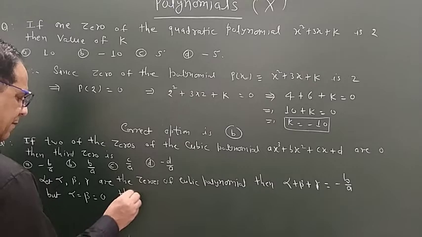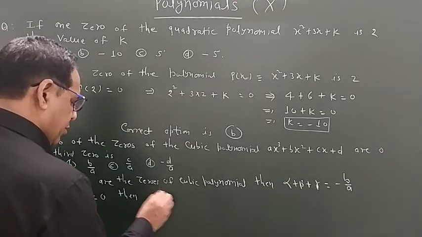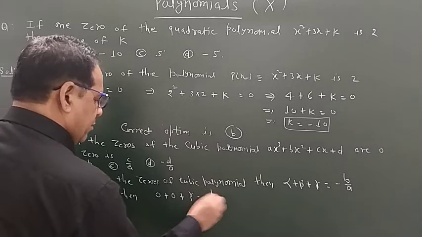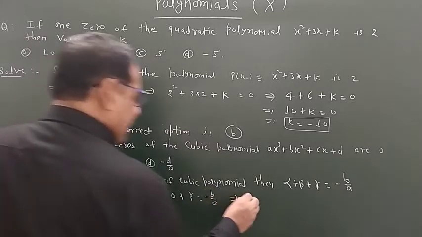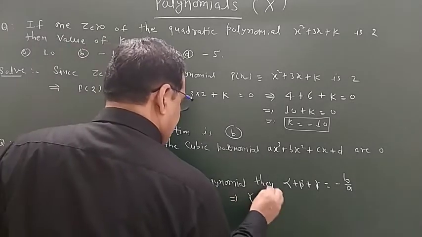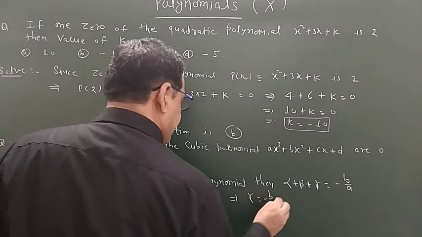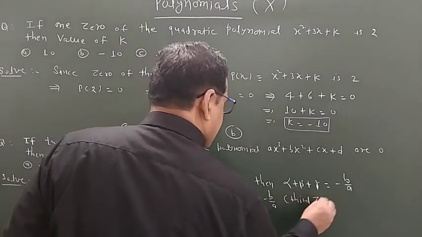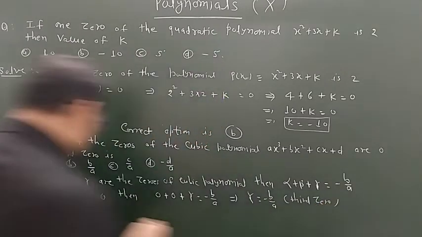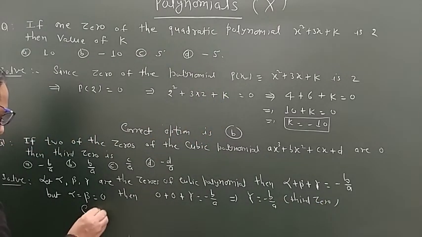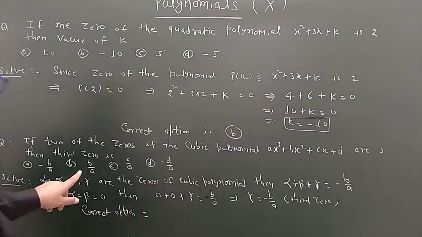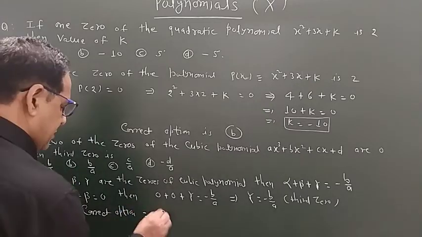Then 0 plus 0 plus gamma equal to minus b upon a. That means gamma equal to minus b upon a. This is the third zero. So correct option here is minus b upon a, that means A.